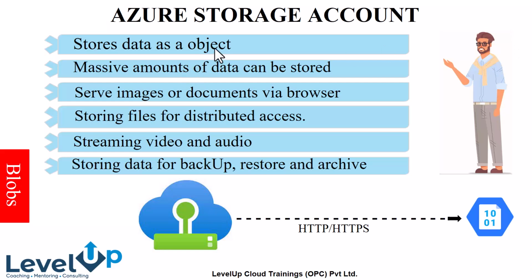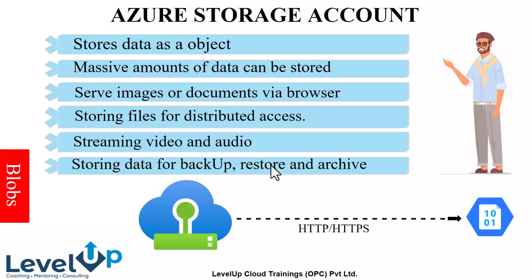Now, under a storage account there is a service called blobs. Blob stands for binary large object. Data here is stored in the form of an object. It is an object-based storage. We also have file-based storage, which is another service under a storage account, called file storage. Now we are looking into blob storage. In blob storage, data is stored in the form of an object, and you can store massive amounts of data. There is kind of no limit. You can keep on storing as much data as you want.